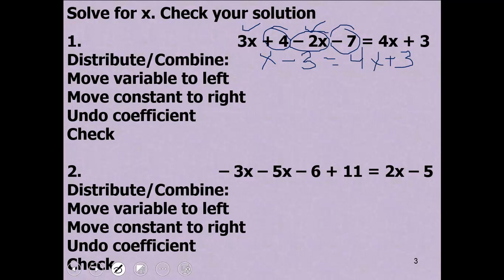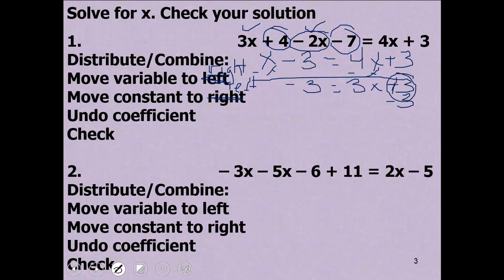Now, I can move my variable to the left or to the right. I know it says left here, but if I move it to the right, my variable stays positive. So let's just go right. It doesn't matter. So I'm going to subtract x. So I have negative 3 is equal to 3x plus 3. Now I'm going to move my constant left. I'm not moving this one. I'm moving this one, the one that's on the same side as my variable.